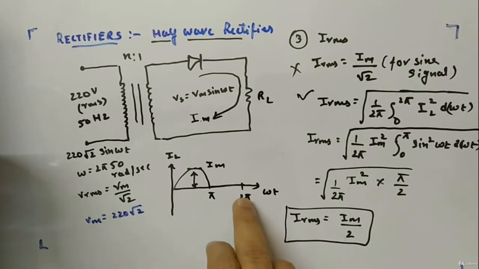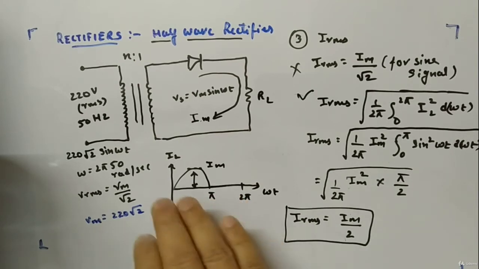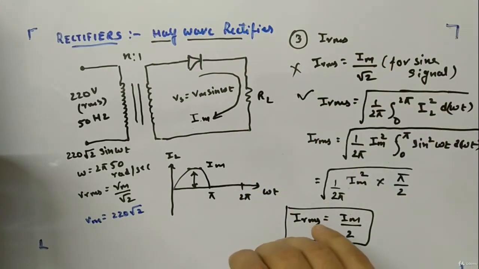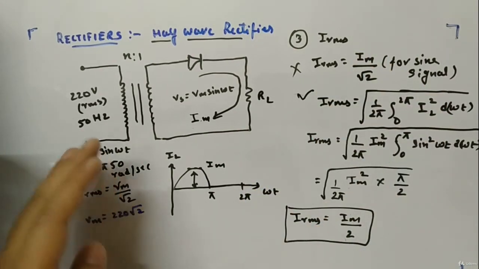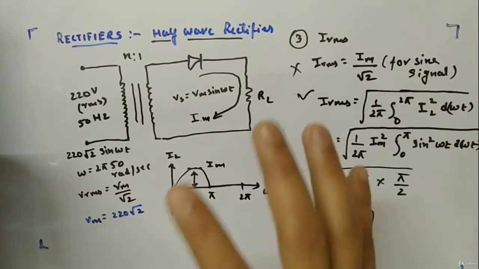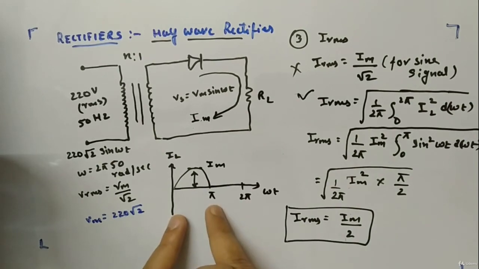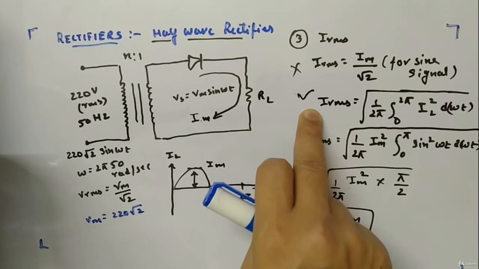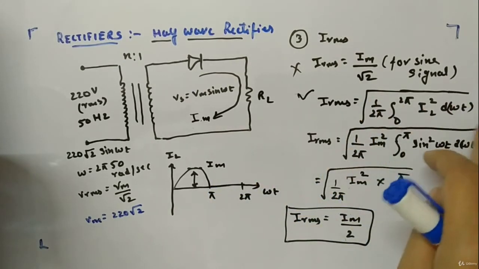If it would have been 0 to 2 pi, one full cycle of sine signal, then I could have written Im divided by root 2, like here I wrote. It is a pure sinusoidal signal, and that's the reason I wrote Vrms is equal to Vm by root 2, and this relation is valid if it would have been full sine signal, but we have only a part of it. So we go to the real definition, how to calculate RMS value, that is root mean square.